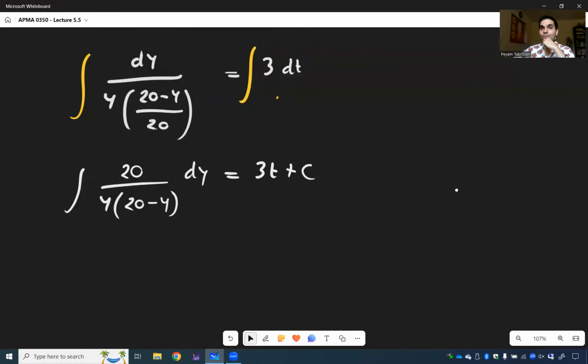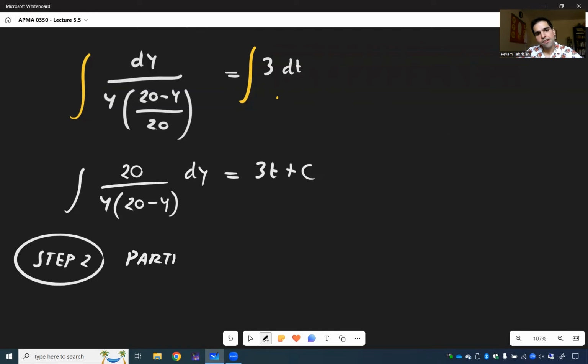And the left-hand side is a fraction. I wonder what integral technique we can use to evaluate that fraction. So indeed, you may have guessed it. We have to use partial fractions. Partial fractions, but a whole lot of fun.